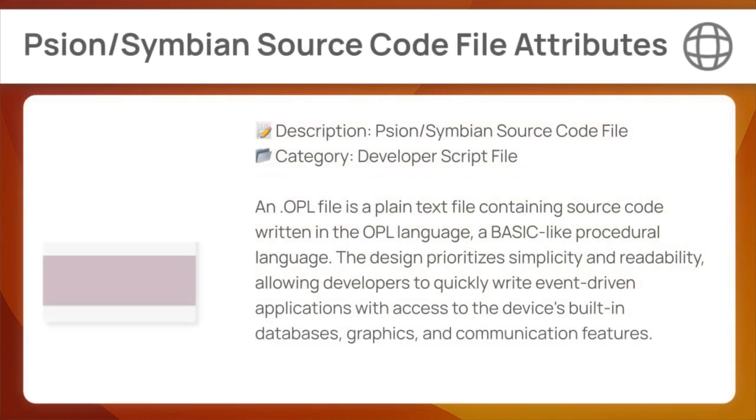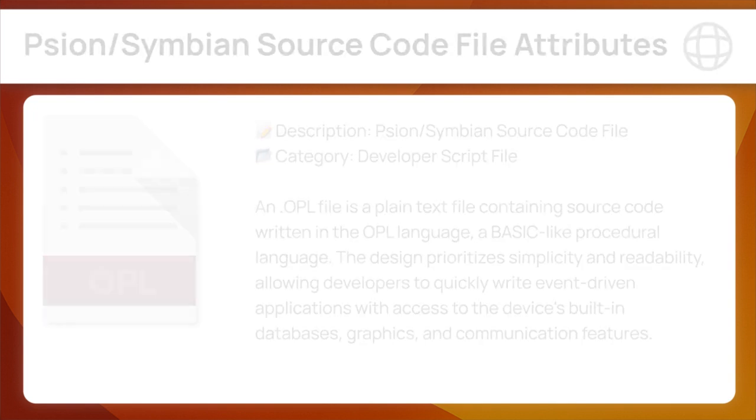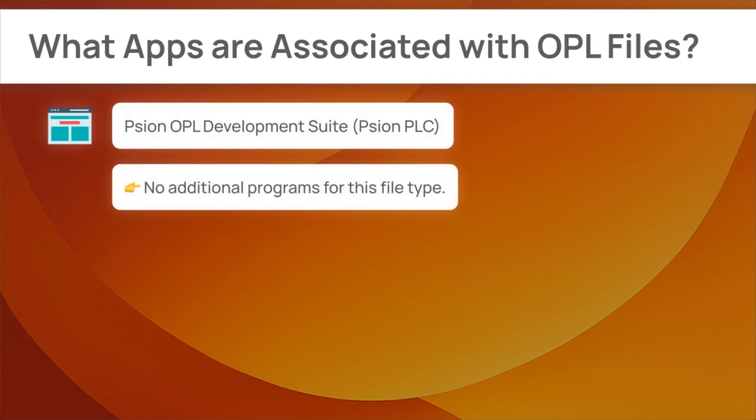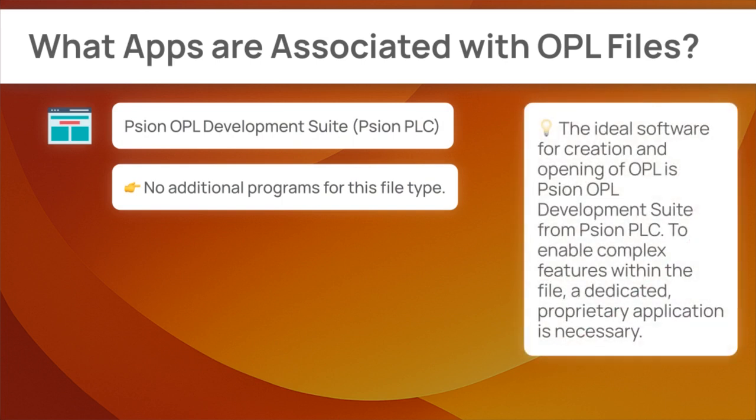An OPL file is a plain text file containing source code written in the OPL language, a basic-like procedural language. The design prioritizes simplicity and readability, allowing developers to quickly write event-driven applications with access to the device's built-in databases, graphics, and communication features. The anticipated software for loading OPL is Psion OPL Development Suite created by Psion plc. To enable complex features within the file, a dedicated proprietary application is necessary.